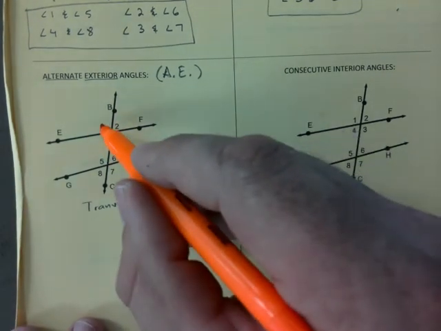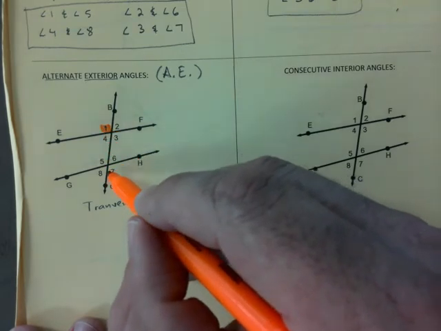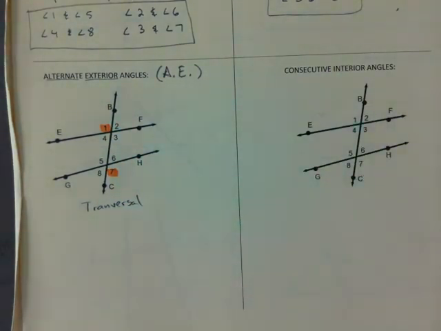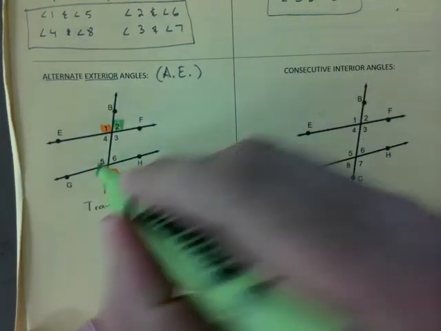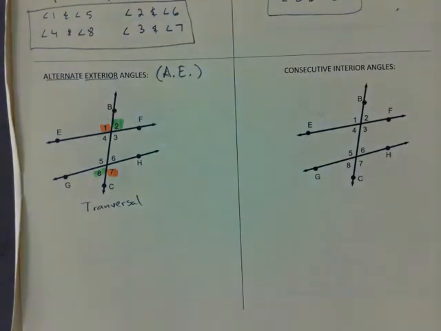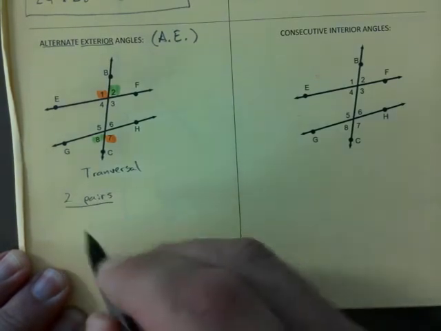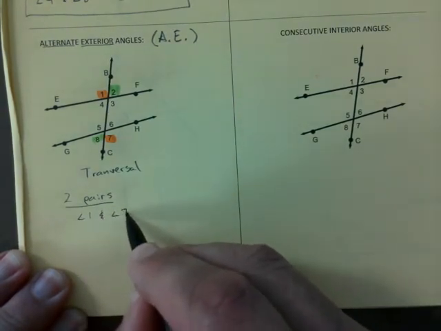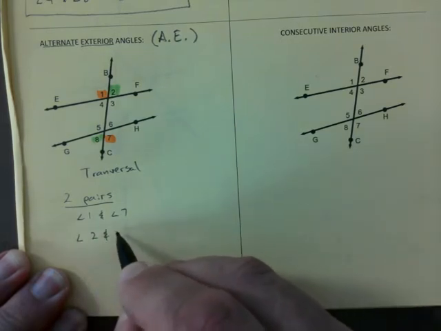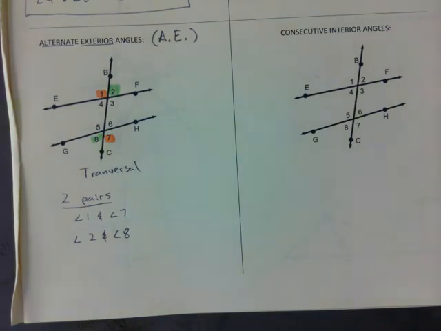So it would be 1 and 7, as well as 2 and 8. Angle 1 and angle 7, angle 2 and angle 8. So obviously everything is on the exterior, and the word alternate tells you basically to alternate, right? Like one is on the left, one is on the right. So they're on opposite sides of the transversal.